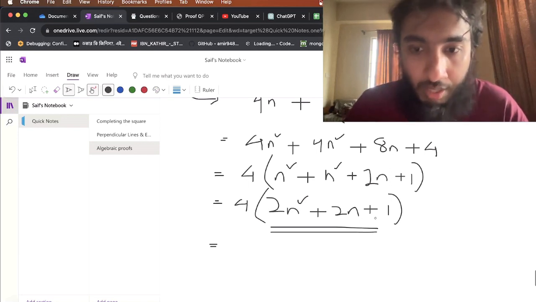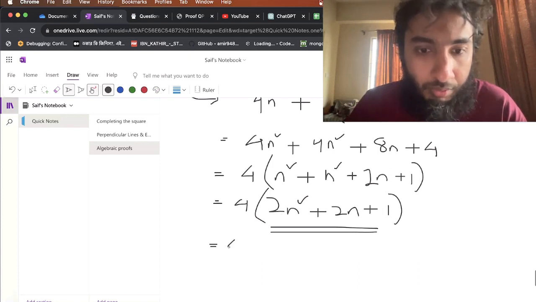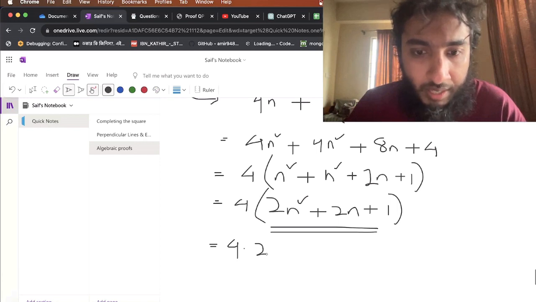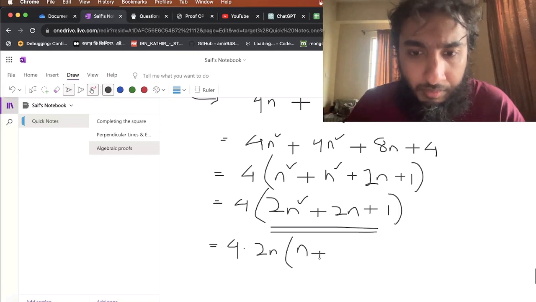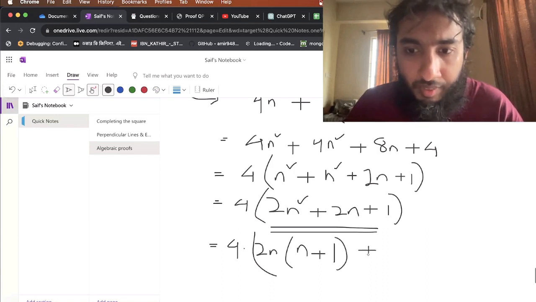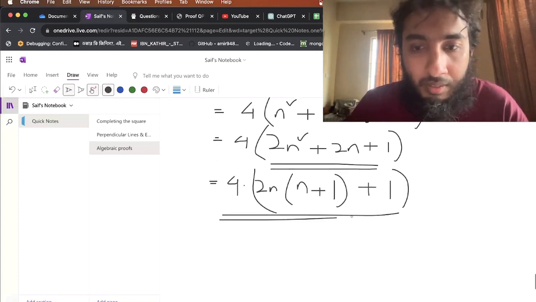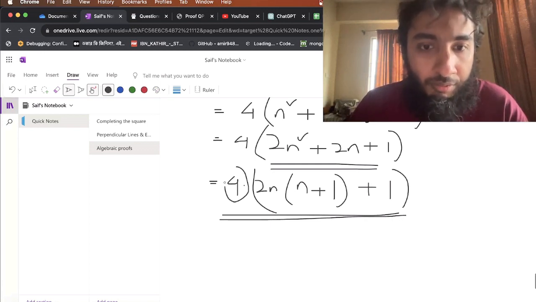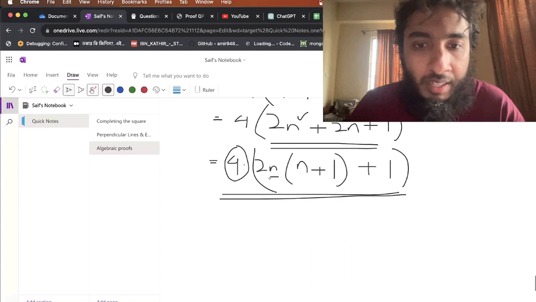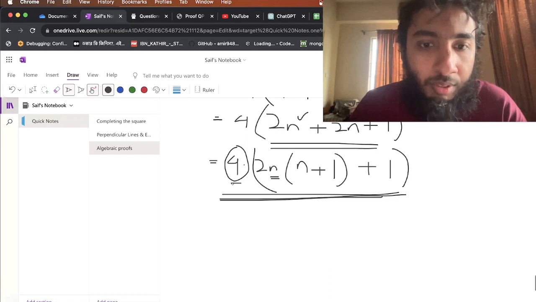So let's see if we can use a formula here. So if we use twice n, or maybe 4 multiplied by twice n and n plus 1, plus this one. So if you look at this term, there is a 4 here. So for any positive value of n, this expression will always be a multiple of 4.